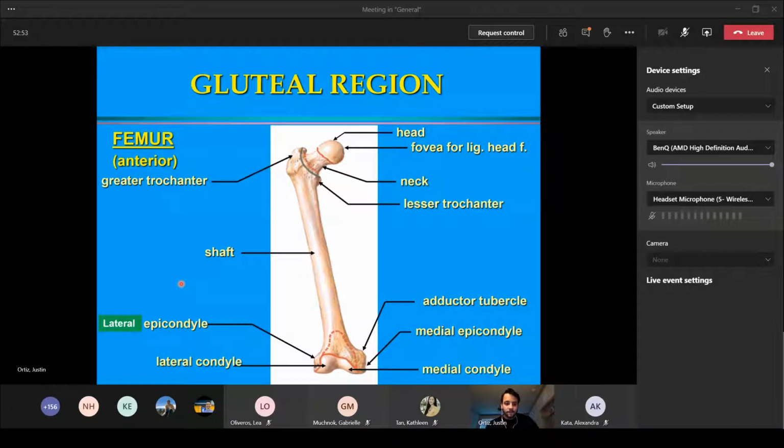But that's going to be extremely low yield. He's not going to ask whether it attaches to lateral epicondyle or lateral condyle, because most likely the muscles are going to attach to a little bit of both, since they're so close to each other.